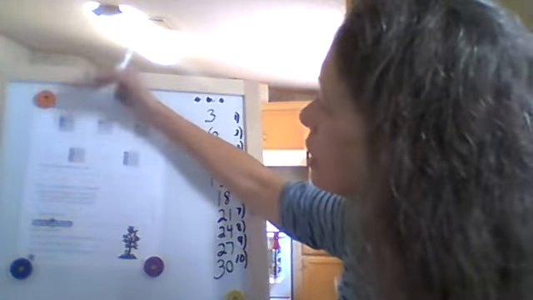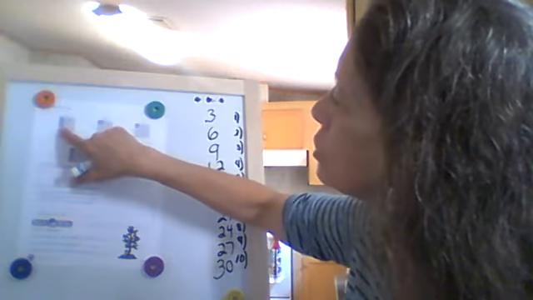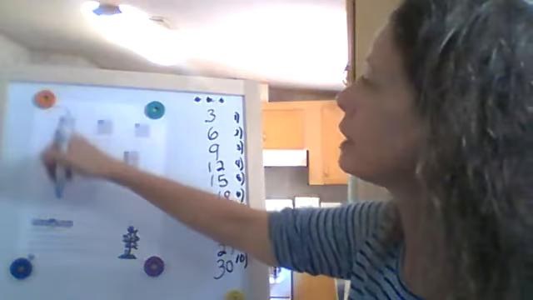So I've got 1, 2, 3. And how many are in each row? Let's count them. 1, 2, 3, 4, 5, 6, 7. 7 in each row. So my question says 3 times 7.